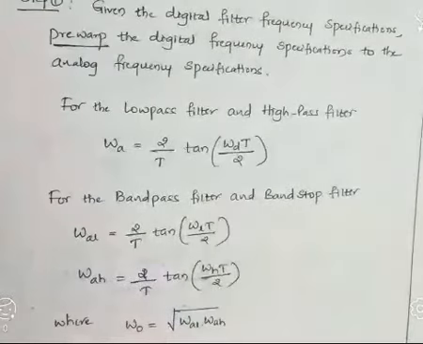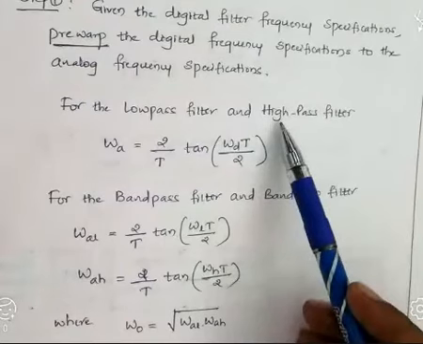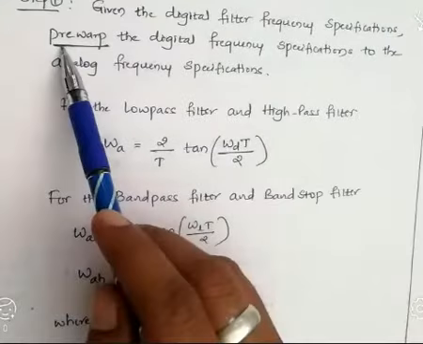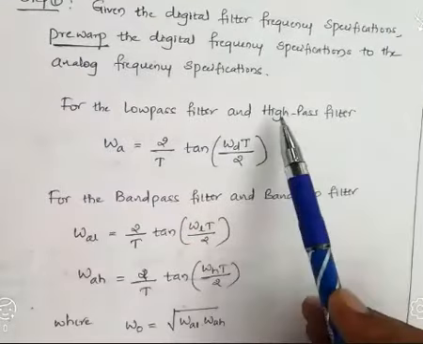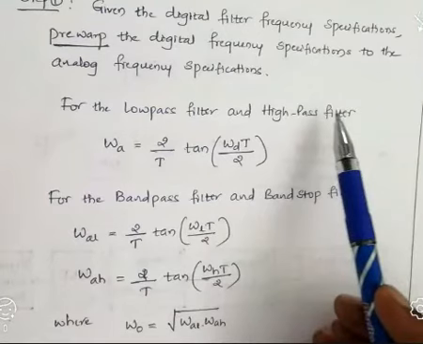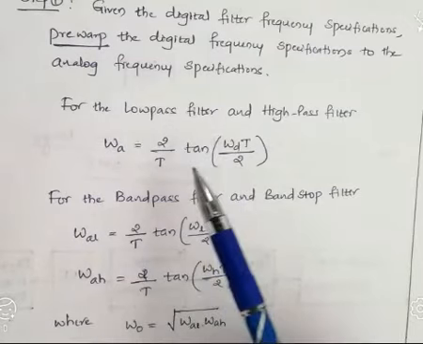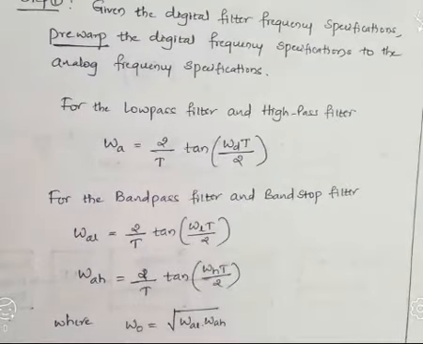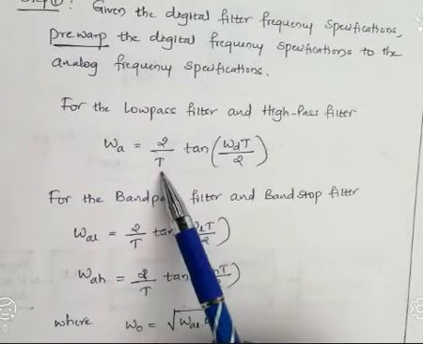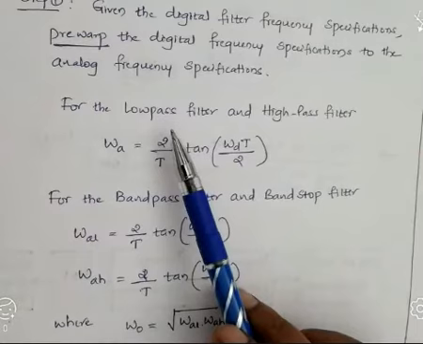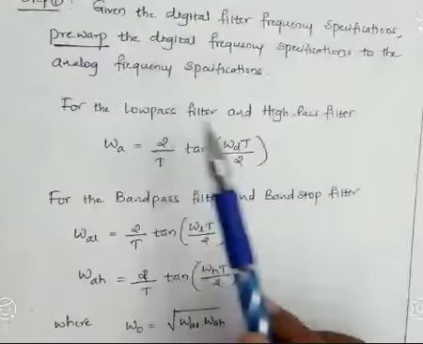Similarly, if the example gives specifications of a digital high pass filter, first we have to perform pre-warping, so the digital high pass filter is converted to an analog high pass filter by using the same formula. Once again, for low pass as well as high pass filters, we use the same formula, omega A equal to 2 by T tan of omega D T divided by 2. This formula holds good if the given digital filter is of low pass type or high pass type.